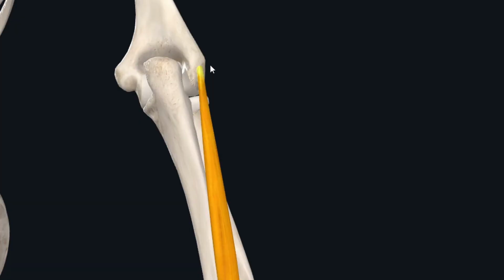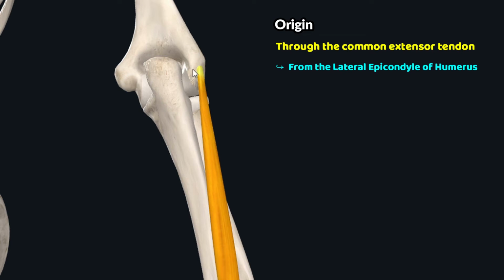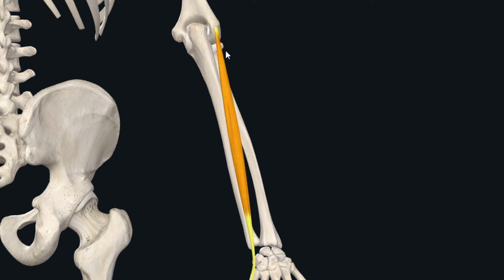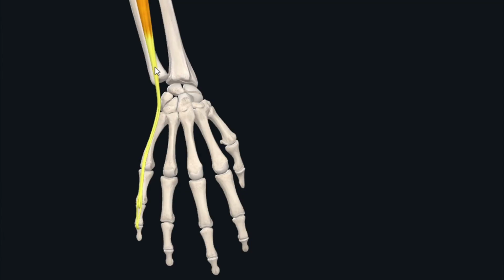Now let's move on to the third muscle of our tutorial, the extensor digiti minimi. Just like its fellow muscles, the extensor digiti minimi originates through the common extensor tendon from the lateral epicondyle of the humerus. After origin, its fibers travel infero-medially along the posterior aspect of the forearm towards the distal forearm, where they form a tendon. This tendon crosses the wrist to insert onto the extensor expansion of the little finger, as you can see.